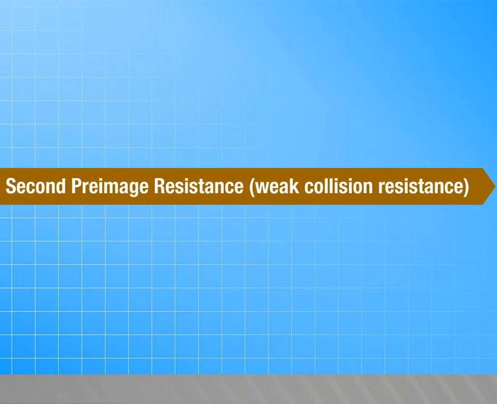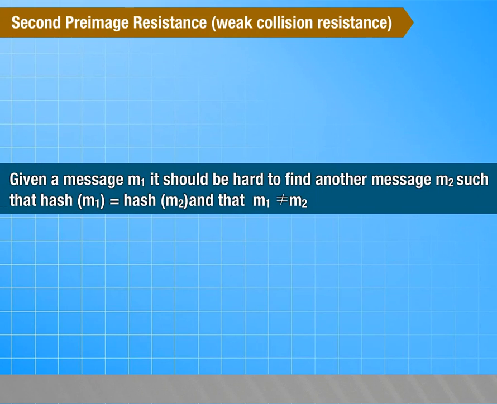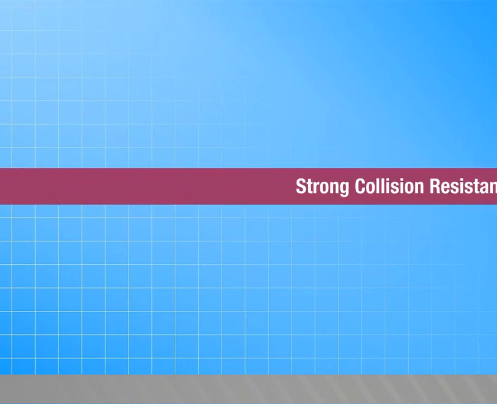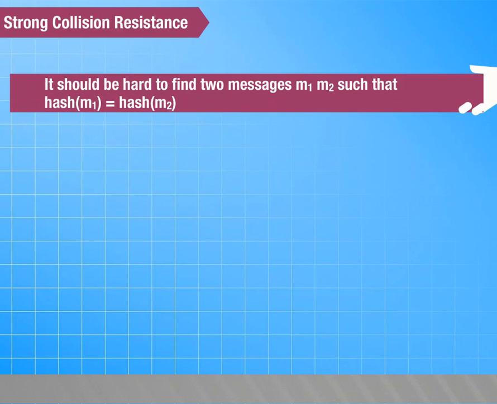Second pre-image resistance, weak collision resistance. Given a message M1, it should be hard to find another message M2 such that hash of M1 is equal to hash of M2 and that M1 is not equal to M2. Strong collision resistance. It should be hard to find two messages M1 not equal to M2 such that hash of M1 is equal to hash of M2.